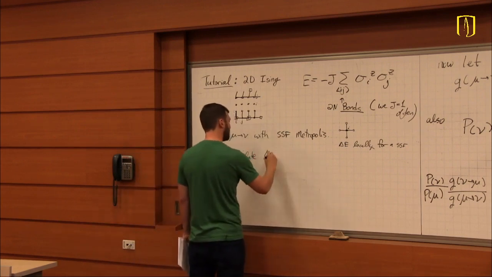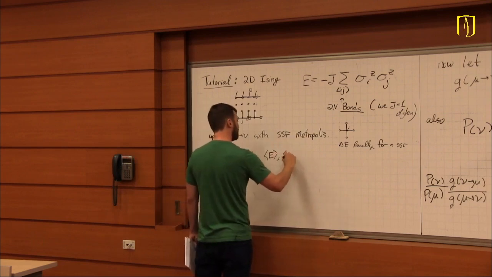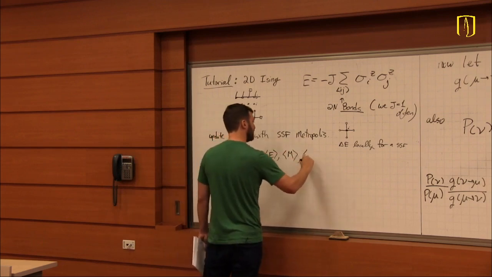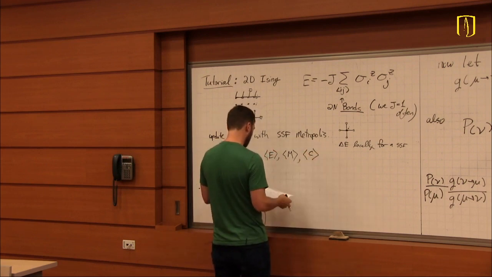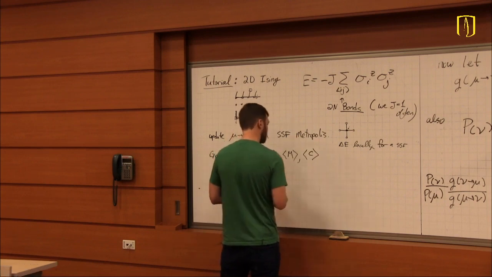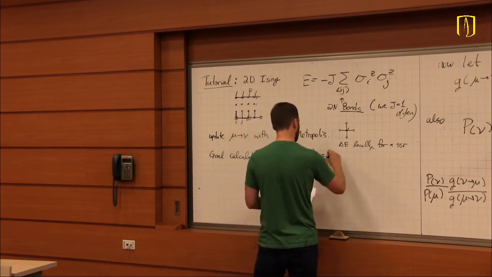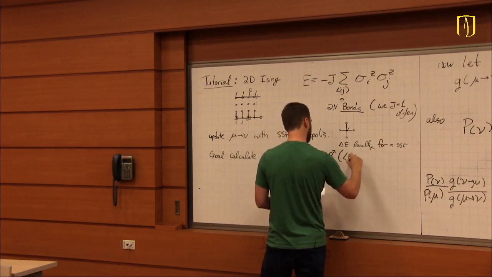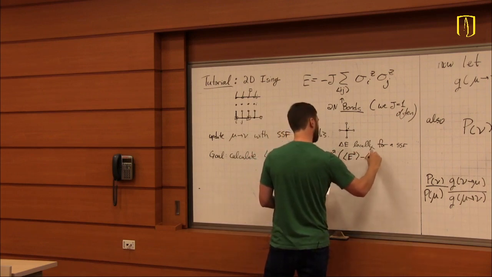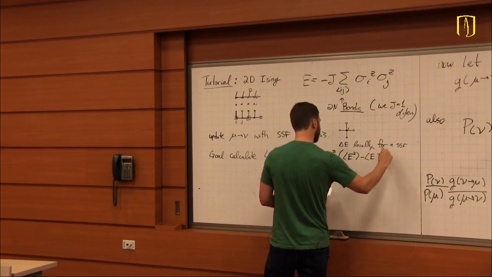Expectation values of, say, the energy, magnetization. We'll calculate the specific heat, and we'll also calculate the susceptibility. So we know the specific heat, which is beta squared times the expectation of E squared minus the square of the expectation of E.